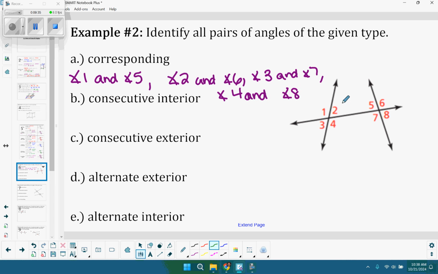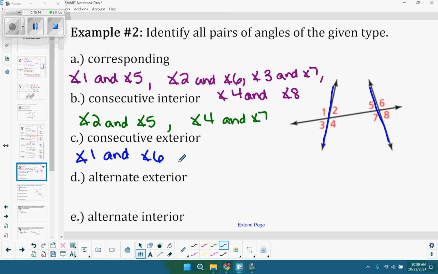For consecutive interior, so we're only looking at the inside angles, so 2, 5, 4, and 7. And I want to go on the same side of the transversal. So that would be angle 2 and angle 5. For the other pair, angle 4 and angle 7. My consecutive exterior. So now outside of our two lines, we're only looking at 1, 3, 6, and 8, but on the same side of the transversal. So 1 and 6. Angle 3 and angle 8.